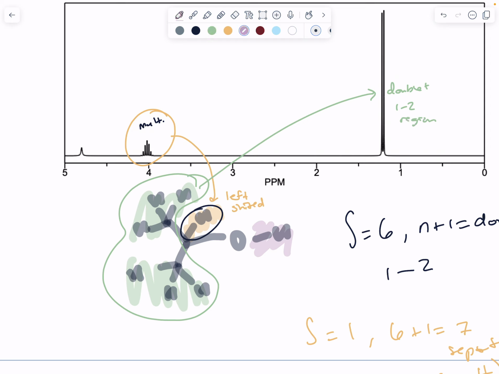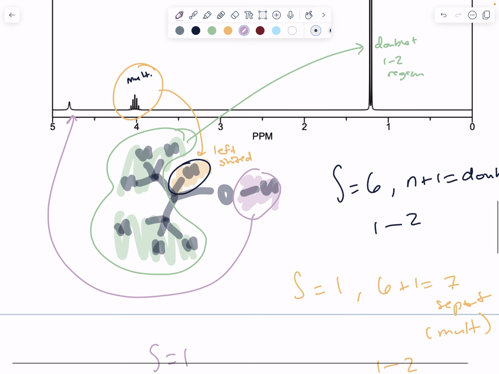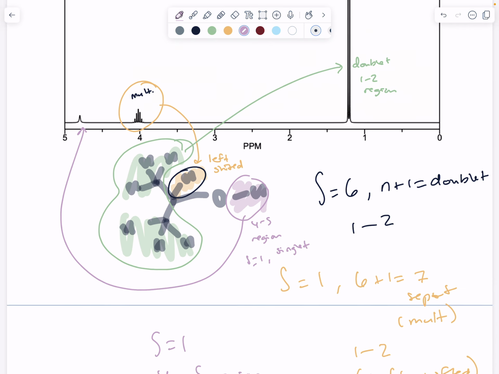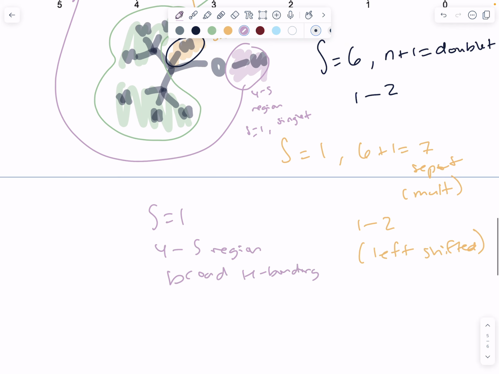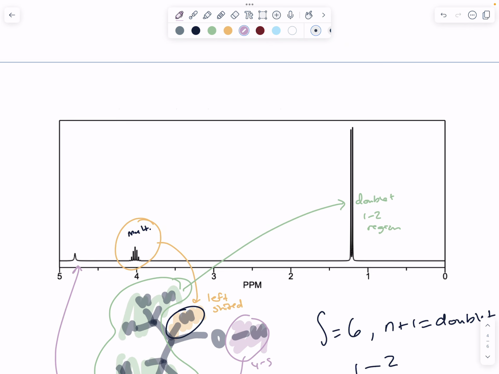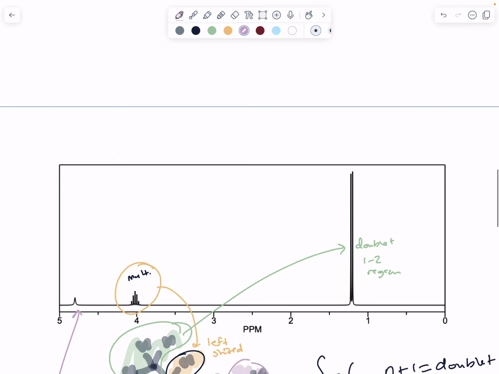And then we have this last purple one over here. We would expect to see 4 to 5 region and integral to 1. We don't know our integrals. And it would be a singlet because it has no neighbors because of that heteroatom in between. So I'm pretty confident this is isopropyl alcohol and not nitroglycerin.